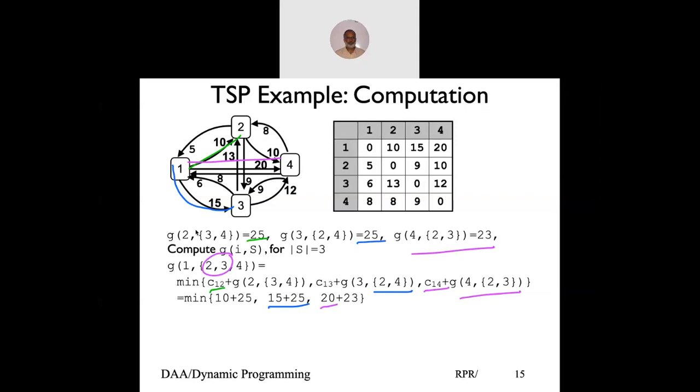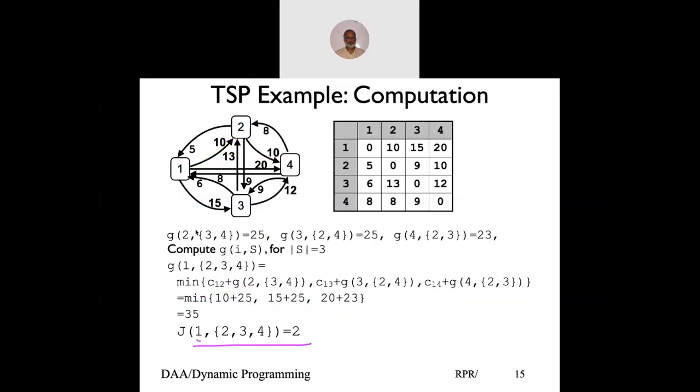Now which gives me minimum? Look, this is 35, this is 40, and this is 43. So this 35 is the minimum. So minimum is 35 what I get. And this 35 minimum is given by when I go to vertex 2. That means J1, 2, 3, 4 is 2. So why is this important? That means from vertex 1, I need to go to vertex 2.